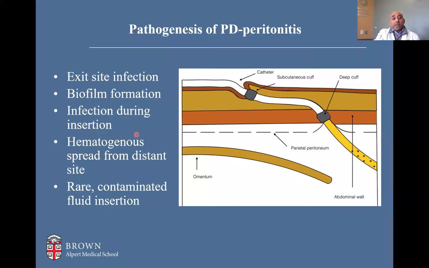You can have biofilm formation on the tubing, and that's difficult to get rid of, but that's another way of infection. Infection can occur during insertion of the peritoneal dialysis catheter, and it's important to distinguish between PD peritonitis versus pre-PD peritonitis, and we'll go over that definition. Another way is hematogenous spread, which would be very detrimental, but nonetheless can happen, and contaminated PD fluid inserted into the cavity can lead to rapid growth and peritonitis. And what's not mentioned here, which we also see, is gut translocation that can lead to multi-organism peritonitis. So, just a brief on routes of infection for peritonitis.